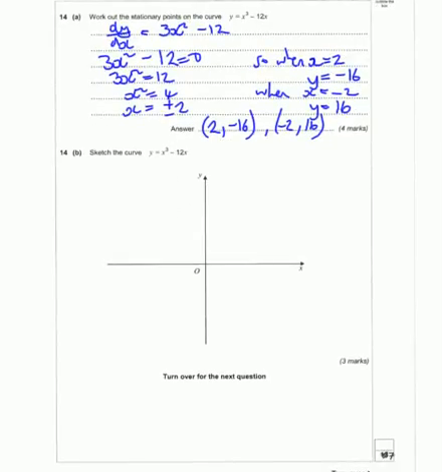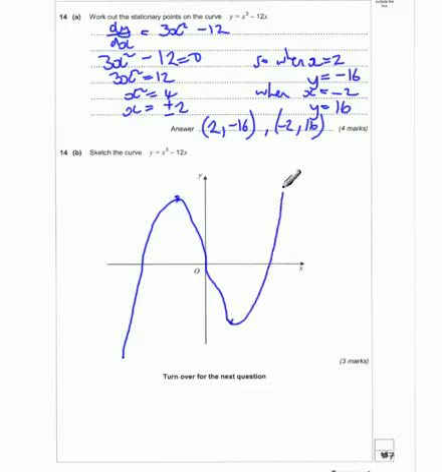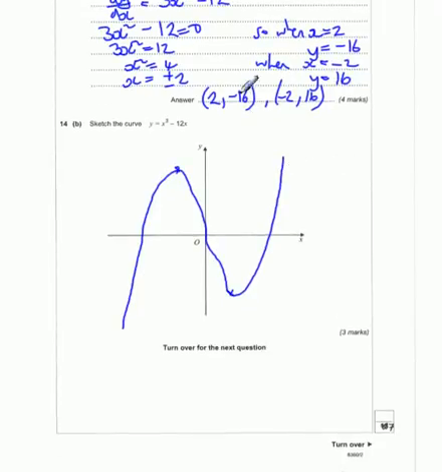Sketching the curve of this, so we've got our two stationary points, one at (-2, 16), it's going to be up there somewhere, one at (2, -16), down there somewhere, and this is a cubic shape, so it's going to start down low, go up to our stationary point, come down, this one will go through 0, and then back up, hopefully slightly straighter than that, that is not great. So going through 0, these are our stationary points, (-2, 16) and (2, -16).